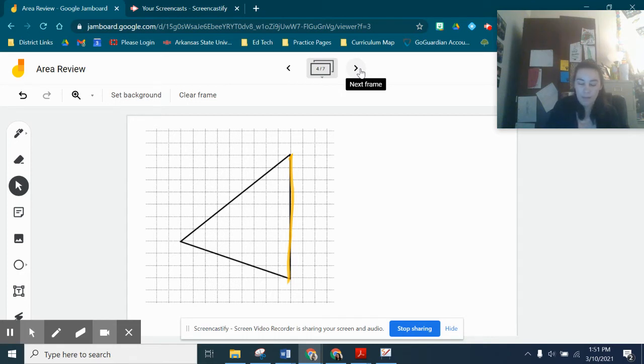Sorry, I'm trying to change pens. 1, 2, 3, 4, 5, 6, 7, 8, 9, 10. So this has a base of 10. Okay, so your height, remember the definition of height is from the base to the highest point. So use your base to find your height.